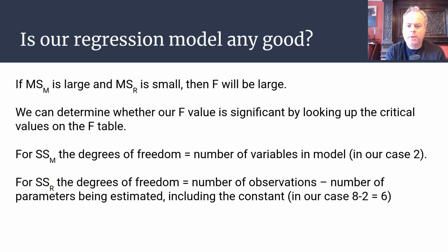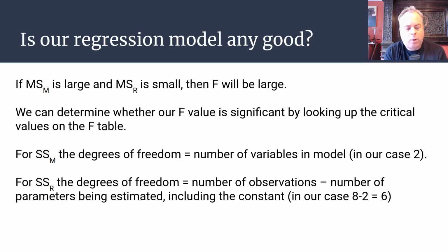So we can determine whether our F value is significant by looking up the critical values in an F table. R and any other statistical package will give it to you, but you can also look it up. So we need to work out the degrees of freedom. So for the sums of squares of a regression model, that's the number of variables in our model, in this case, we've got two. We've got our outcome and a predictor.